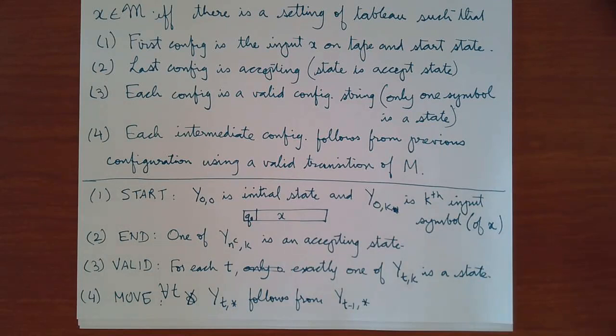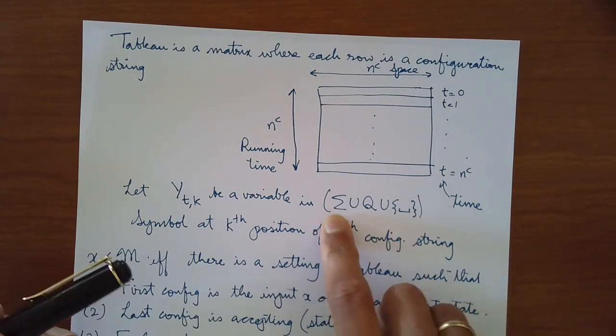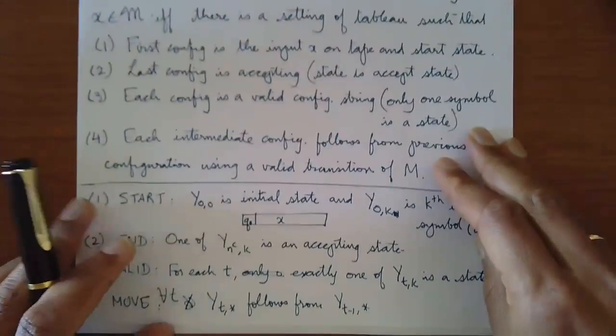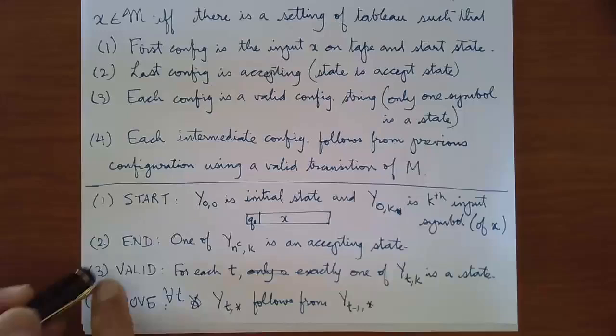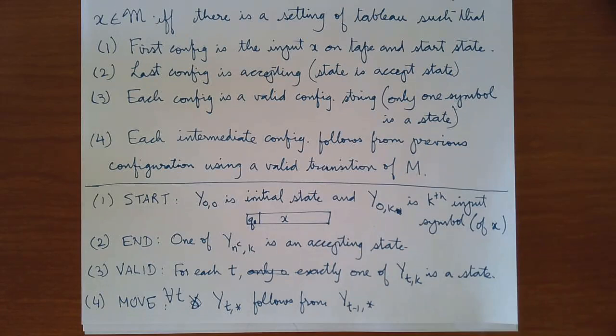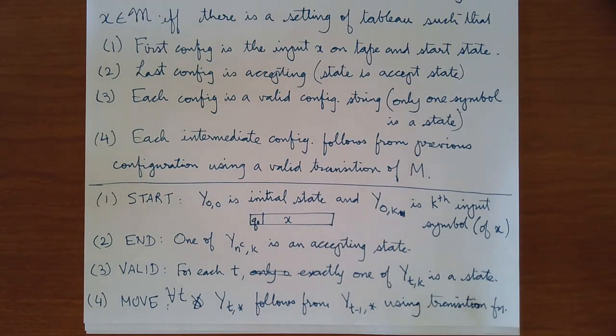Right, so I've represented the computation in terms of some checks on the symbols. It's just some checking of this symbol. So it's like saying that you gave me a matrix of symbols in sigma union space union Q, and I just need to check whether all of these conditions hold. And this is called the filling of the tableau. I have to start, I have to end, there needs to be a valid, there needs to be only one state, and there has to be a move, right? A move would say that y_t star follows from y_(t minus 1) star using the transition functions. Any questions about this?